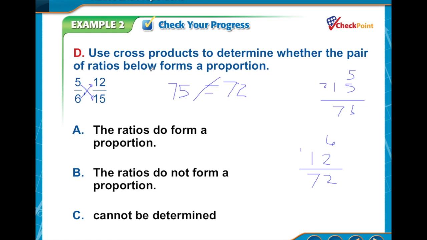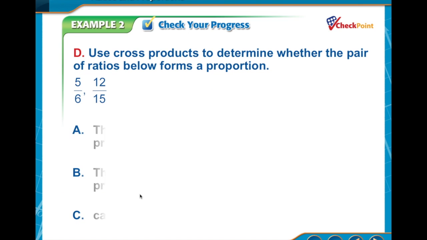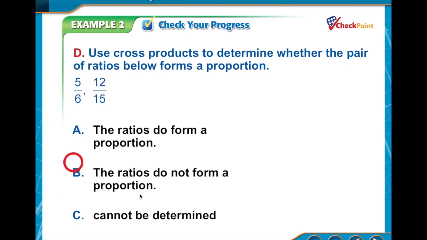In other words, they don't form a proportion. When we're answering that question, they're not equal. They do not form a proportion. So B, we know, is our answer here. Those cross products are not the same. The whole point of this is seeing that the fractions are different. So since the fractions are different, they don't form a proportion, and we know that that's our answer here.